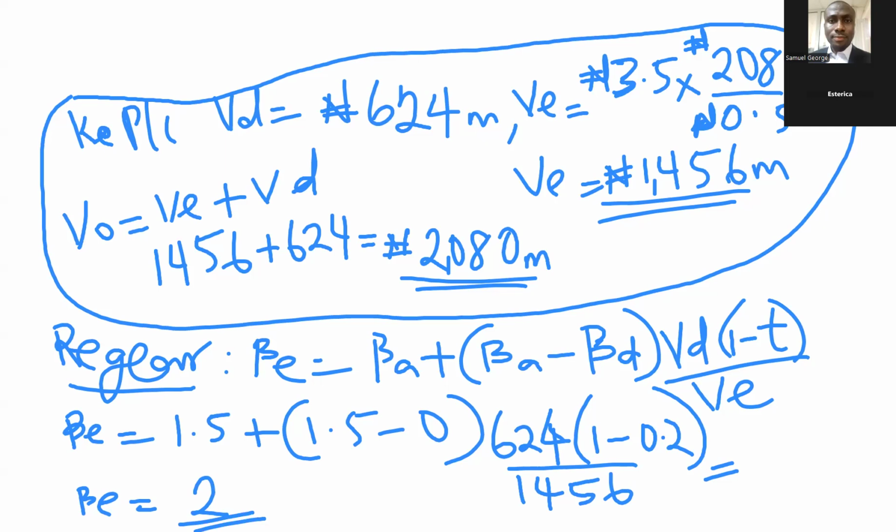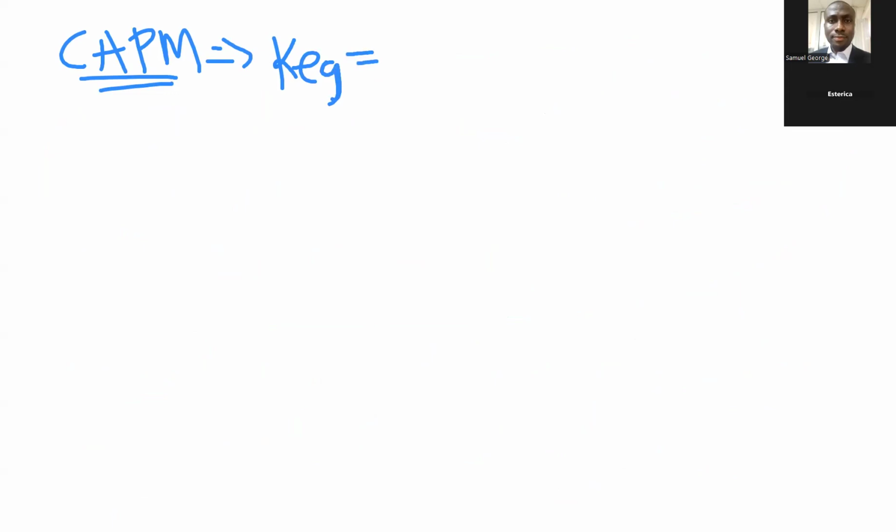Move to step 4, which is CAPM, the capital asset pricing model. We are using the CAPM formula, which says KEG, because the project we want to do is a geared project. KEG equals risk-free, plus beta equity times market return minus risk-free.